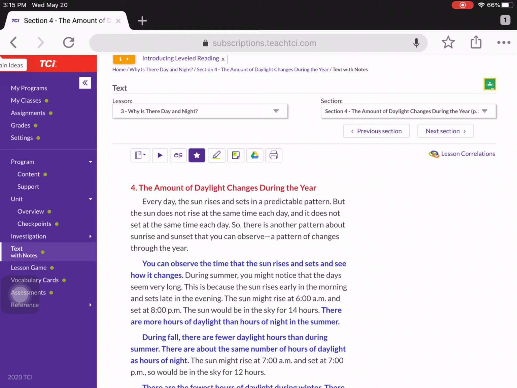During summer, you might notice that the days seem very long. This is because the sun rises early in the morning and sets late in the evening. The sun might rise at 6 a.m. and set at 8 p.m. The sun would be in the sky for 14 hours. There are more hours of daylight than hours of night in the summer.